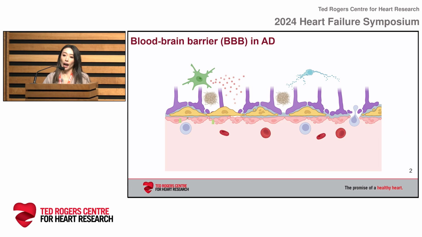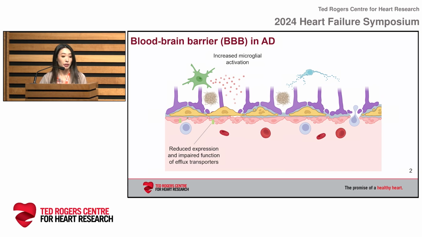So taking a closer look at the cerebral vasculature in AD, the brain is protected by a physiological barrier known as the blood-brain barrier. And clinically, the blood-brain barrier in Alzheimer's disease has been demonstrated to have several impairments, including reduced expression and impaired function of efflux transporters involved in the removal of potentially harmful xenobiotics, increased microglial activation and pro-inflammatory cytokine secretion, increased vascular permeability, and enhanced leukocyte transmigration, promoting a pro-inflammatory microenvironment.